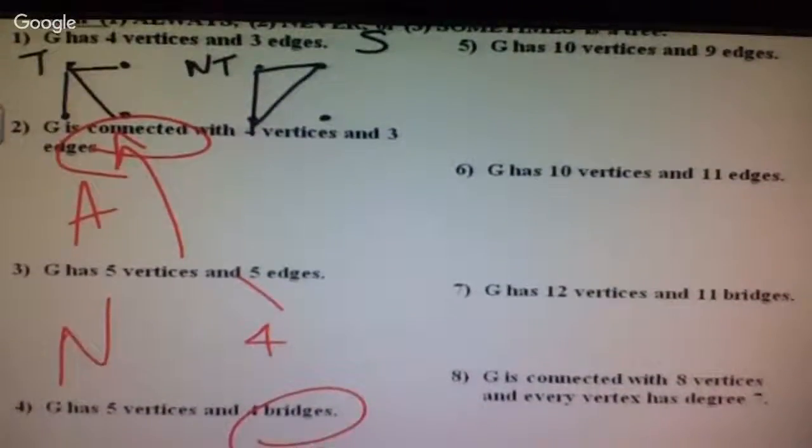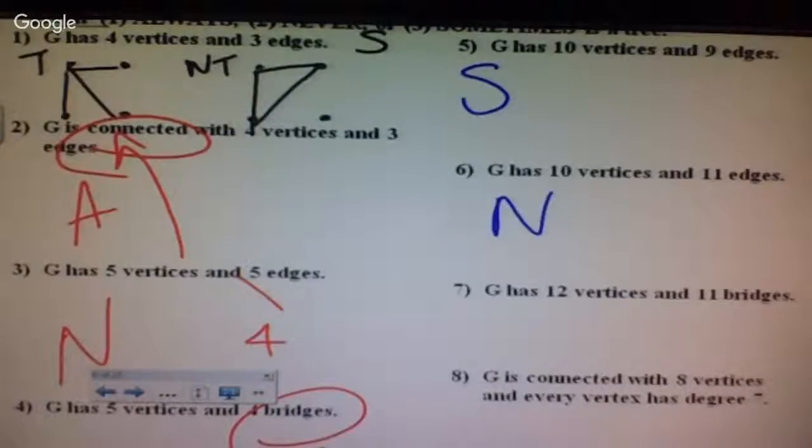Okay, number 5. This one's going to be a sometimes again because there's no connected or no bridges. I'm not drawing a picture; there's not enough space for 10. But if you would answer sometimes on a test for this, you'd have to give me a picture of a tree versus not a tree. Okay. What about 6, 10 vertices and 11 edges? Never. Your edges are supposed to be less, not more. 12 vertices and 11 bridges. Always. Perfect.